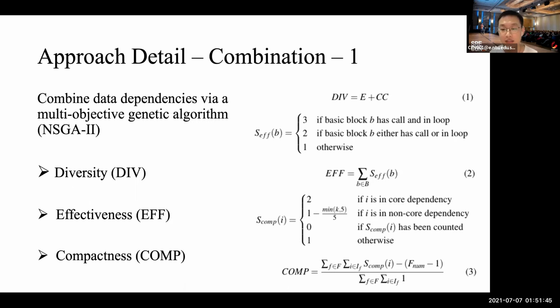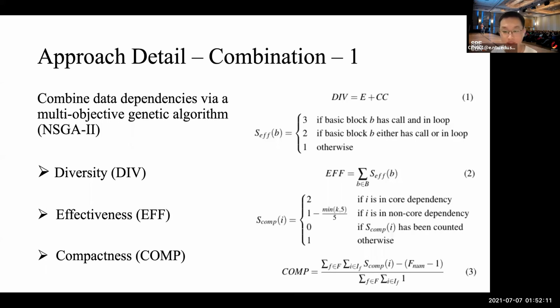Next is the combination stage. For the dependency combination, APICraft uses a search-based bottom-up approach to search a better combination of data dependencies. We identify 3 important and independent metrics for evaluating a generated fuzz driver. And then we use a multi-objective genetic algorithm to guide the combination.